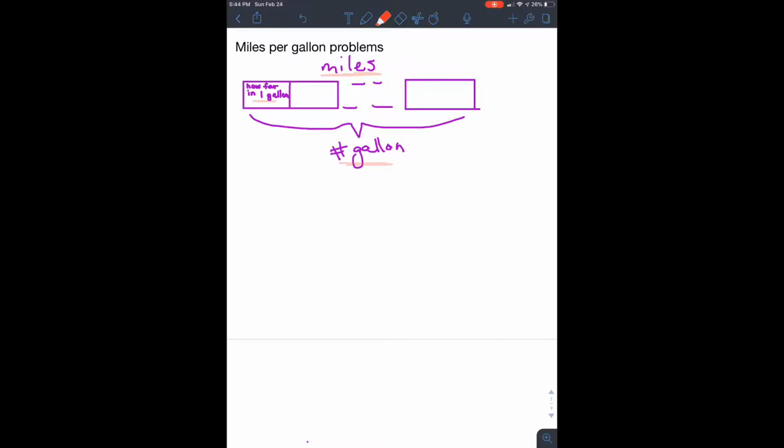So when we look at this, we can think of it like this. How far I'm going to go on 1 gallon times the number of gallons is going to equal how far we go.